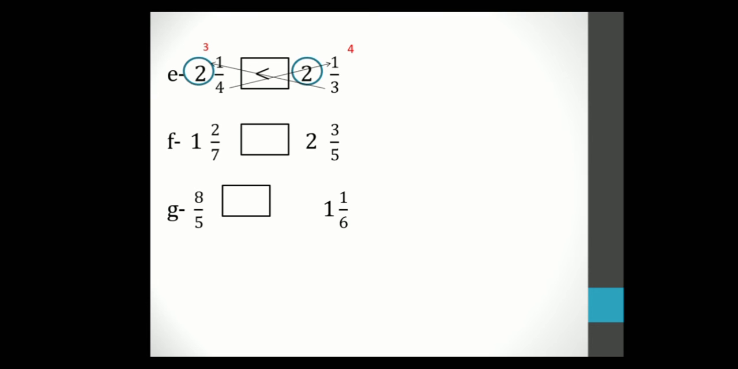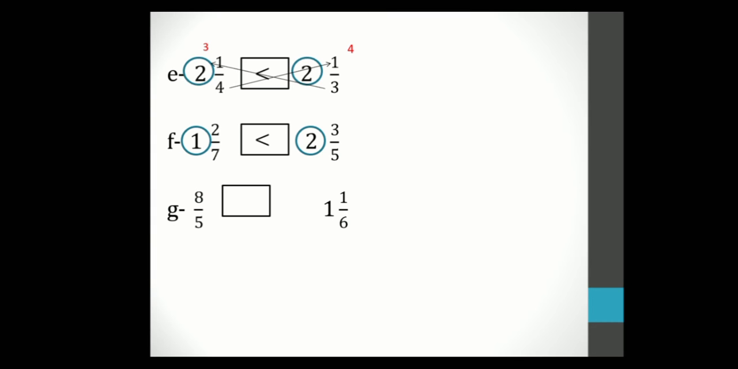Next, we have 1 and 2 over 7 and 2 and 3 over 5. Both numbers are mixed numbers. So first we compare the whole numbers. But the whole numbers here, 2 is bigger than 1. So 2 and 3 over 5 will be bigger than 1 and 2 over 7.